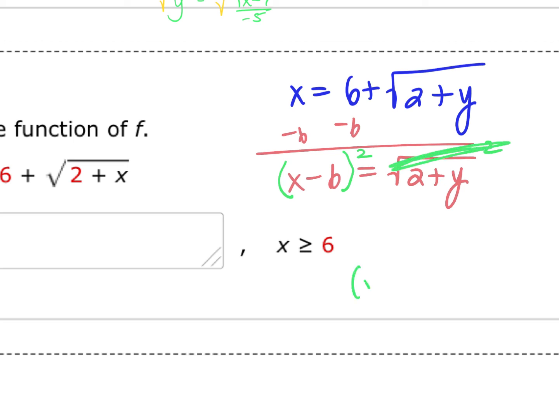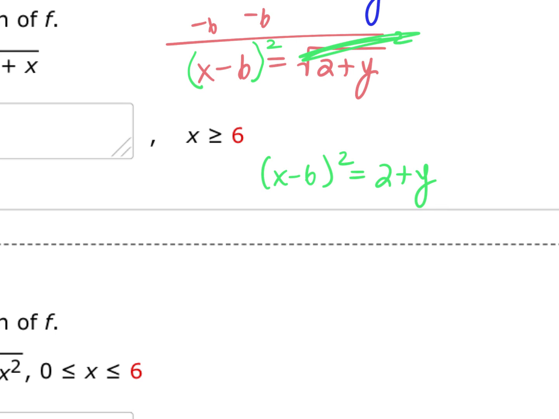So I have x minus 6 squared equals 2 plus y. And then what? Subtract 2. I'm going to subtract 2. Do I subtract 2 from the 6? No. That expression, x minus 6, is in parentheses. By itself, it's staying together. We square it, and then the minus 2 is on the end.